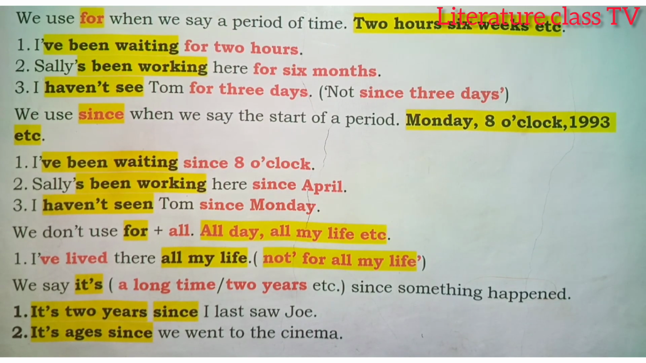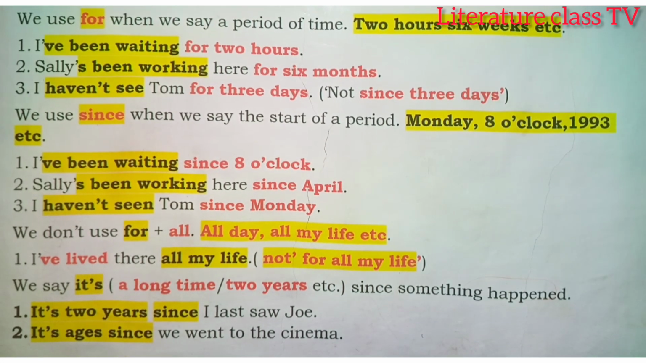Sari has been working here for 6 months. Sari has been working here for 6 months. I haven't seen Tom for 3 days. Not since 3 days. Those are the examples which help us to know how we use for to indicate a period of time.